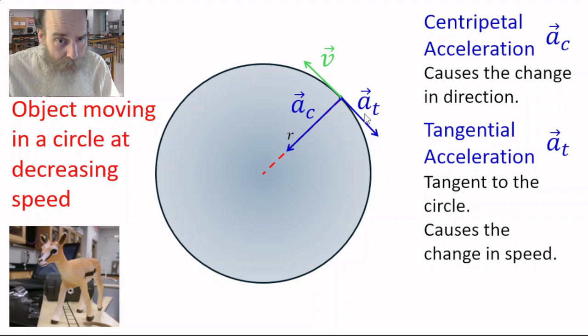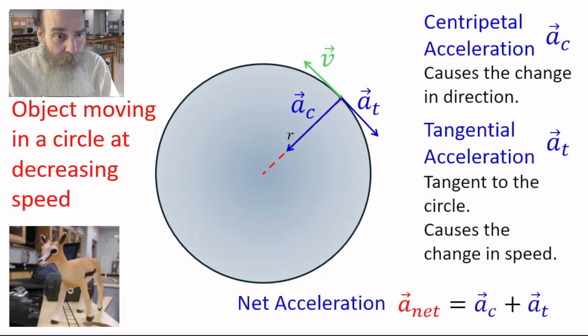This tangential acceleration causes the speed to change. And then there's the net acceleration, a net, which is the vector sum of the centripetal and tangential accelerations. Let's form that vector sum. Let's move the tail of AT to the head of AC. And let's form the summation vector, which is a net.